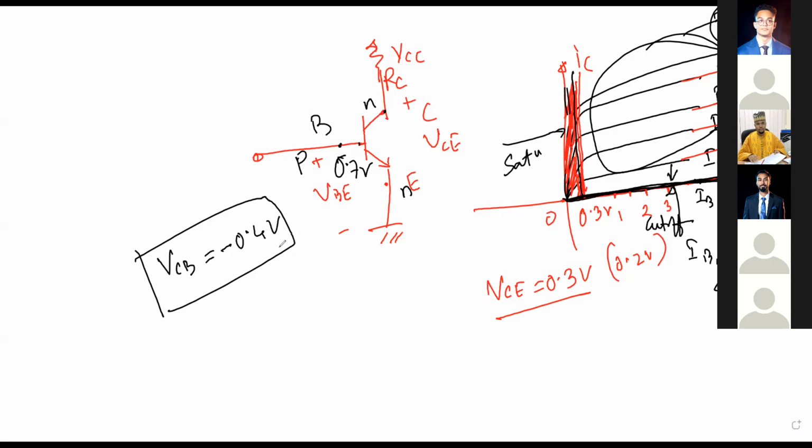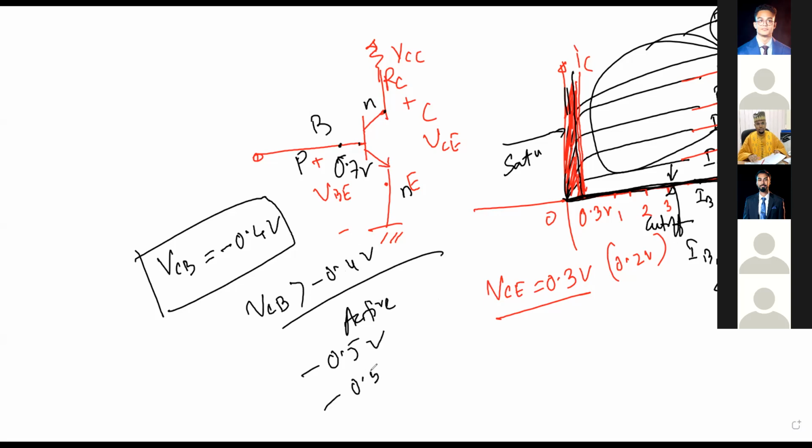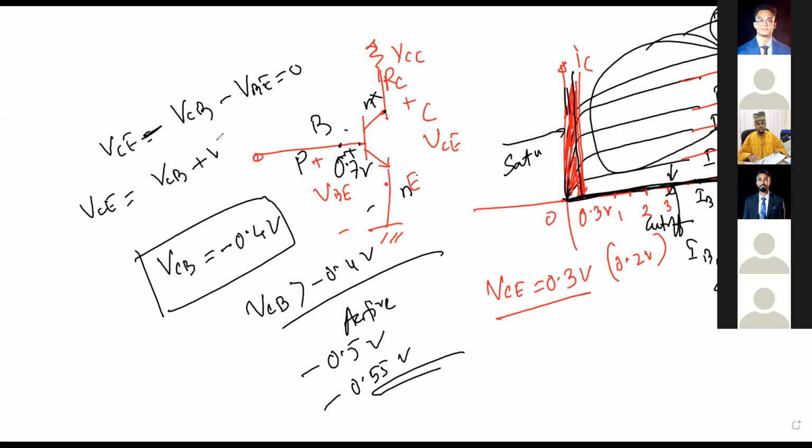And if this VCB is greater than minus 0.4 volt, we are still in the active mode. But you have to make it more negative, say minus 0.5 volt or something like that. So the boundary condition, if we apply the Kirchhoff voltage law, we see that VCE minus VCB minus VBE will be 0. So VCE will be your VCB plus VBE, right?